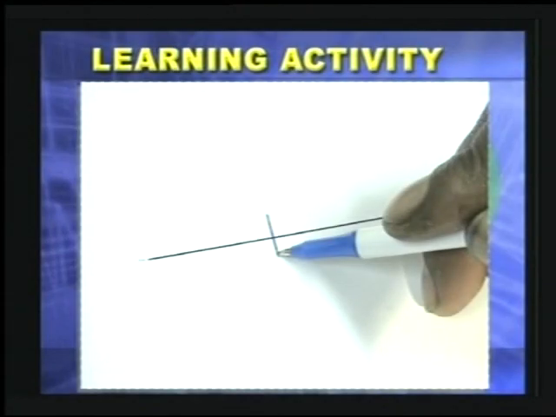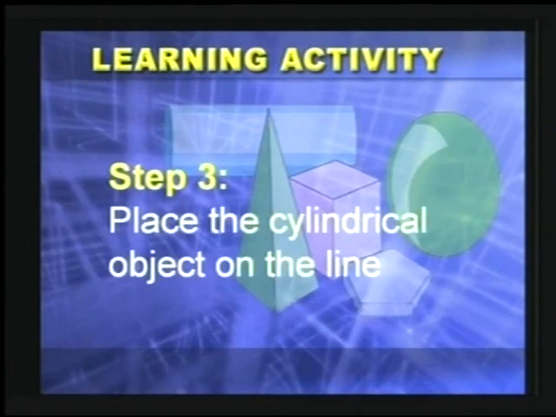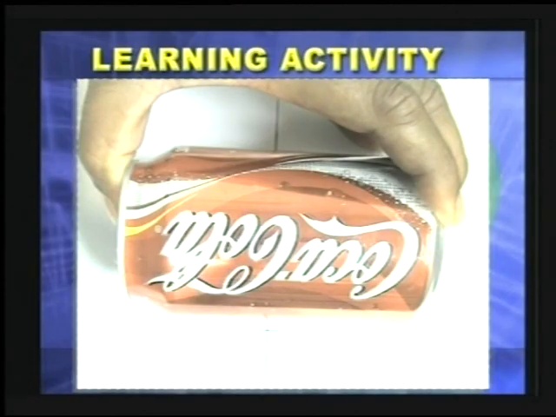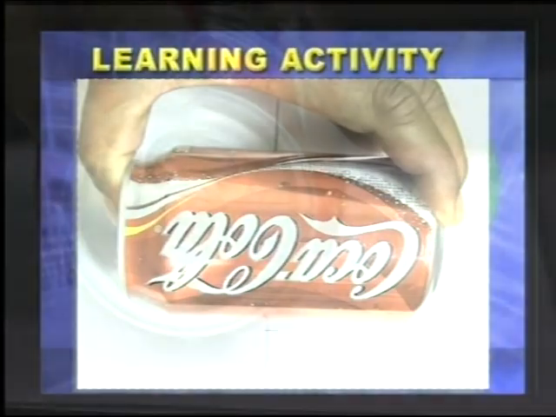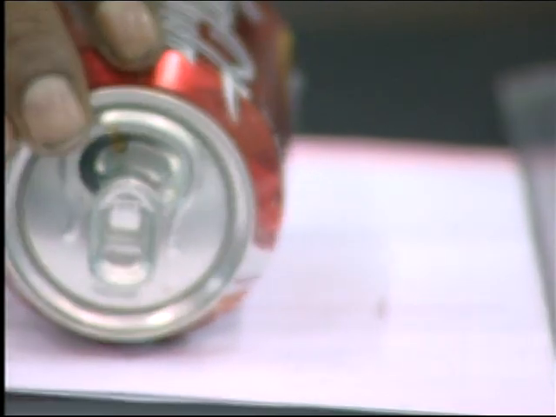On the screen it shows you clearly how you should put a mark. Okay, good. Let's look at the next step. Place the cylindrical object on the line. Okay, so you get your cylindrical object, place it on the line. Like this.